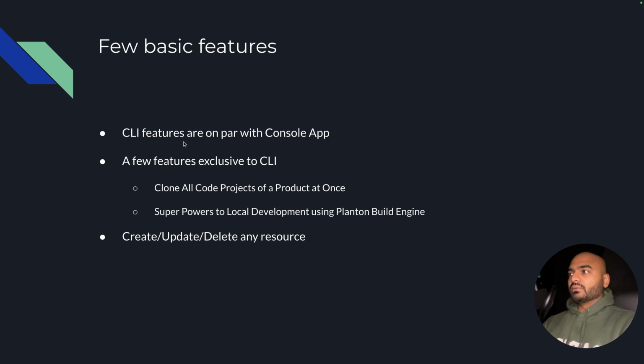Say, for example, right now most of the features that are available on the console are also available on the CLI, but there are a few features that are exclusive to the CLI and don't exist on the console, because the CLI runs on your terminal and has additional context about your environment. You can create, update, and delete any resource just the way you do on the console app, using the CLI.